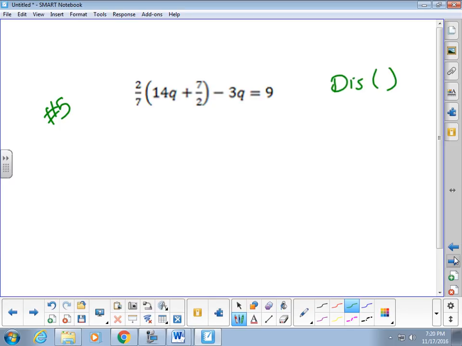So first we're going to distribute. I know we are terrified of those fractions, but guess what? That's going to be our best way to go. All right, so I'm going to distribute this to there and to there. So I got 2 over 7 times 14q. Well, I have a 7 in the denominator. 14 is a whole number. So that'll be 1. That'll be 2.